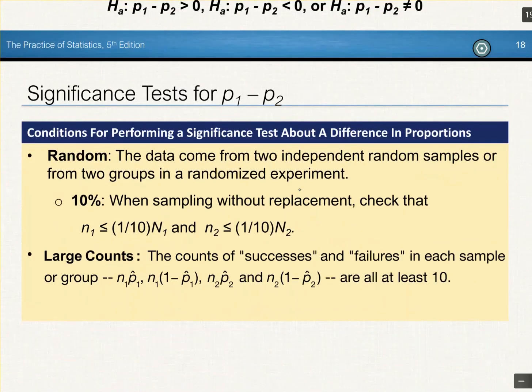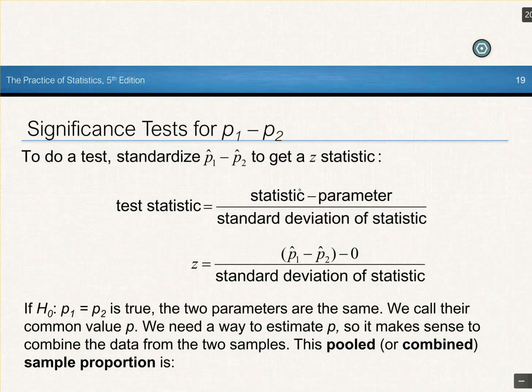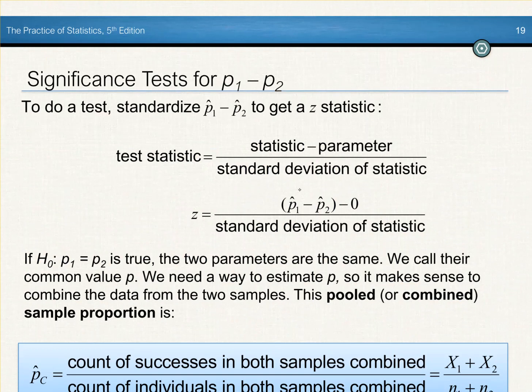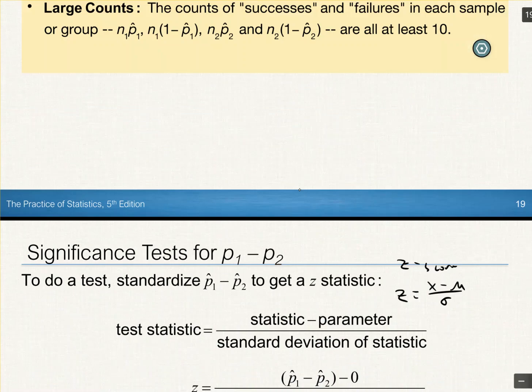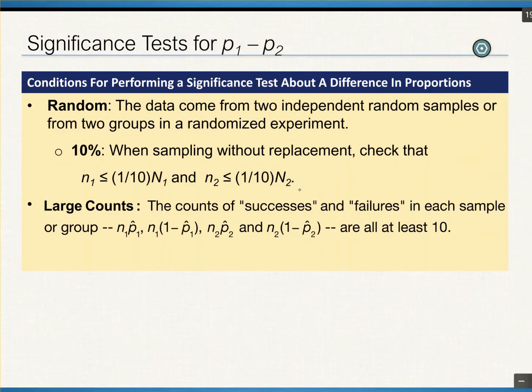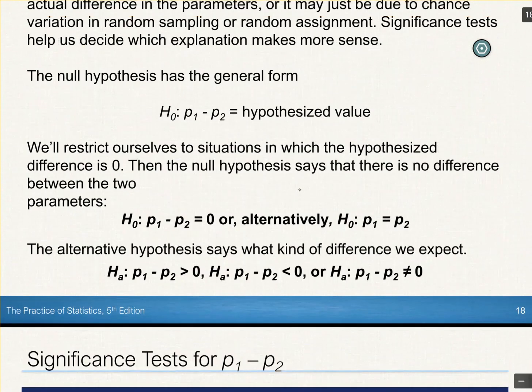And the same rules apply when we're talking about proportions. It has to be random, the 10% rule has to apply, and the large counts rule has to apply. Now remember, this is still basically looking at z equals x minus mu over sigma. That's the very first z-score that we learned. This is the same idea, except x is always our statistic. In this case, it's not going to be mu, it's going to be p, actually p1 minus p2, which in our null hypothesis is equal to 0.